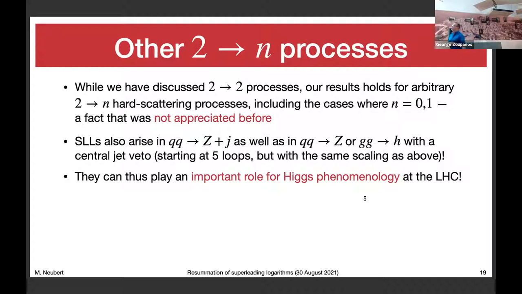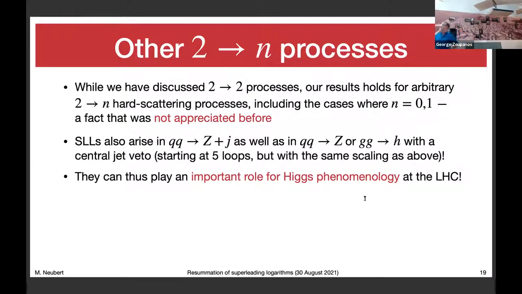This is the last slide before the conclusions. Phenomenology we have not done yet. We will do it, of course, in the future. But there's one very important observation that we made. I have only discussed 2-to-2 scattering because this is the only thing that was discussed in the literature.